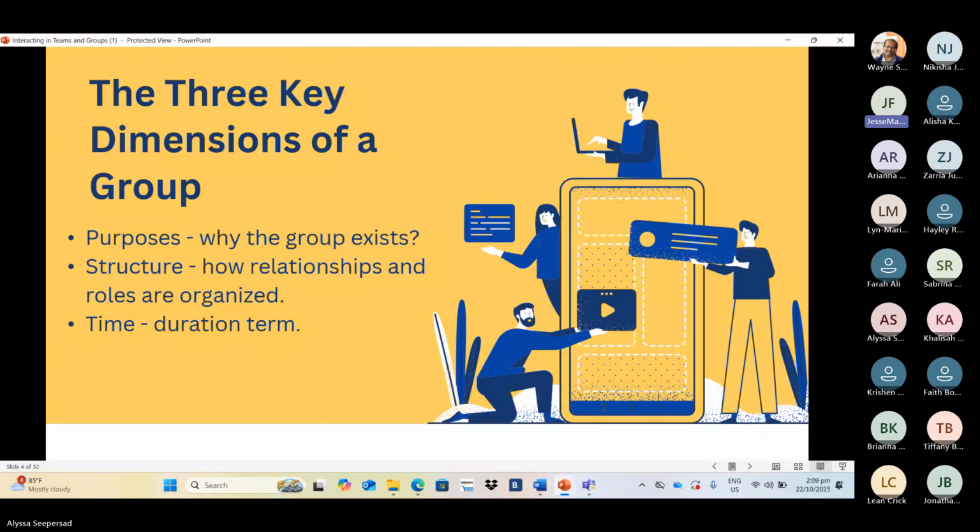So, moving on, there are three key dimensions of a group, which are purposes. Purposes tell us why the group exists. Structure, which tells us how relationships and roles of individuals are organized. And lastly, time, which tells us the duration of the group's existence.